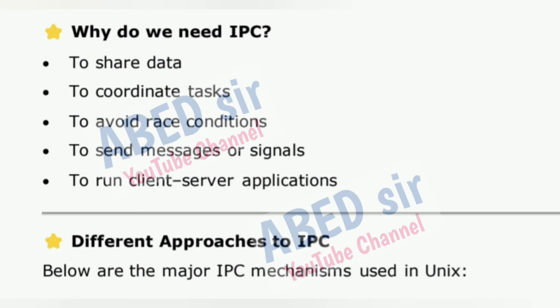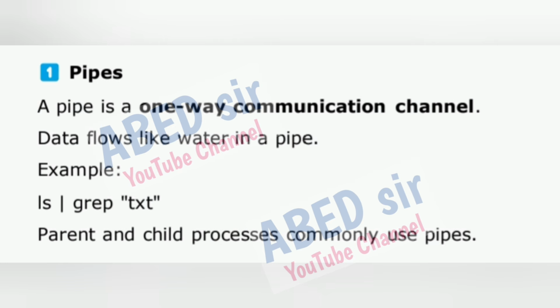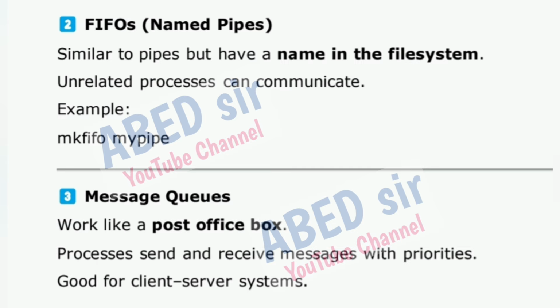Different approaches to IPC. Below are the major IPC mechanisms used in Unix. Pipes. A pipe is a one-way communication channel. Data flows like water in a pipe. Example: ls | grep txt. Parent and child processes commonly use pipes. FIFOs, named pipes. Similar to pipes but have a name in the file system. Unrelated processes can communicate. Example, mkfifo mypipe.